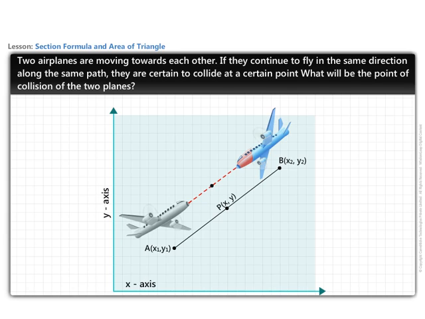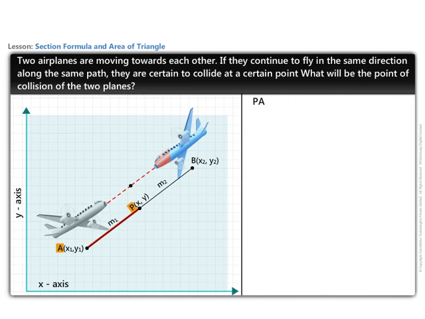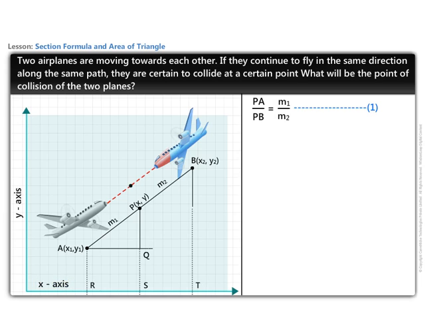Let P(x, y) divide the path between the two planes in the ratio m1:m2 such that PA divided by PB is equal to m1 by m2. Let us represent this as equation 1. Draw lines AR, PS, BT perpendicular to the x-axis and lines AQ and PC parallel to the x-axis. We observe that triangle PAQ is congruent to triangle BPC.